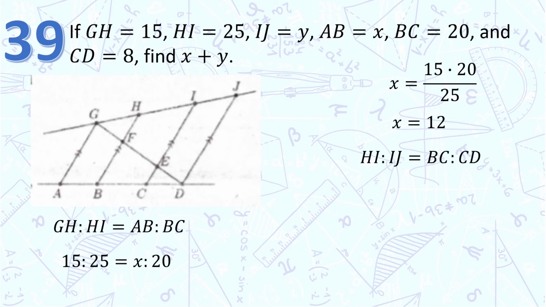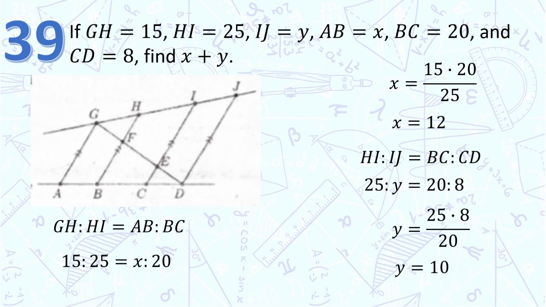Also, we have HI to IJ equals BC to CD. Then, substituting the values, we have 25 to Y equals 20 to 8. Hence, Y equals 25 times 8 over 20, and Y is equal to 10. X plus Y, therefore, is equal to 12 plus 10, 22.